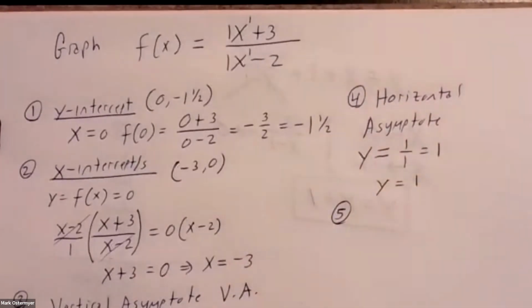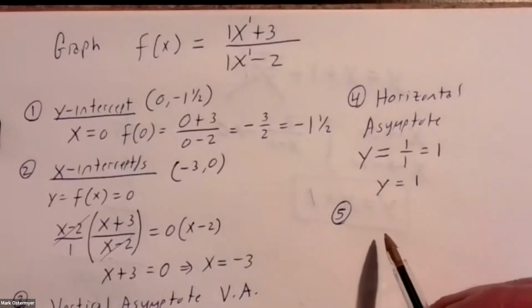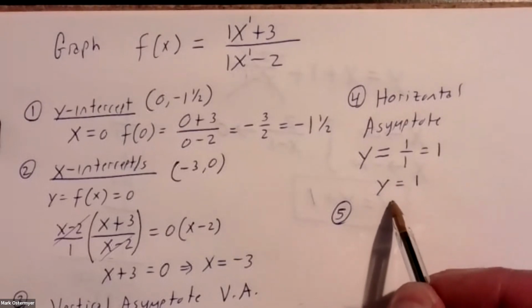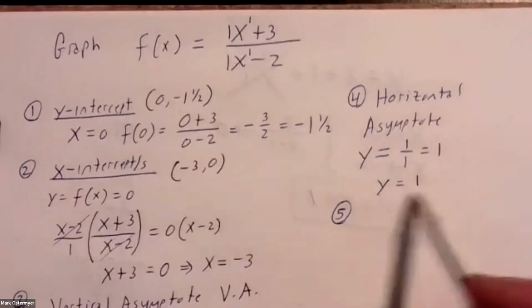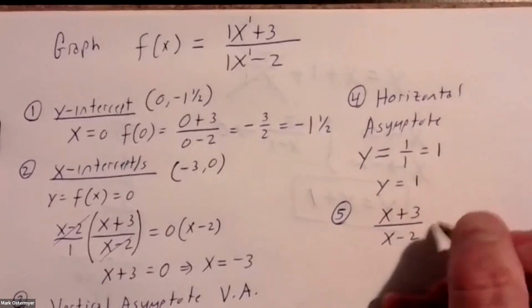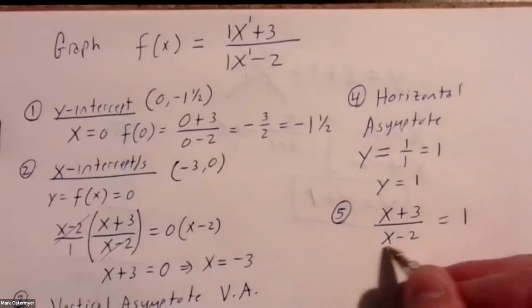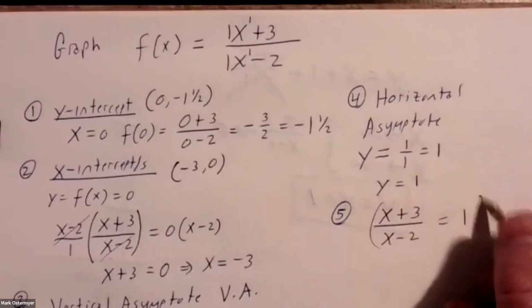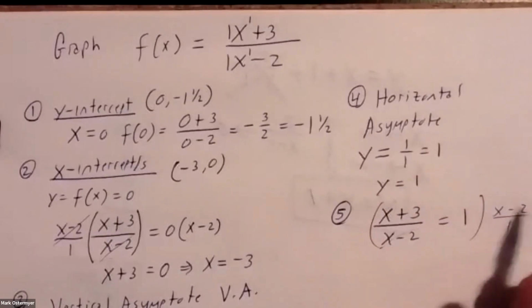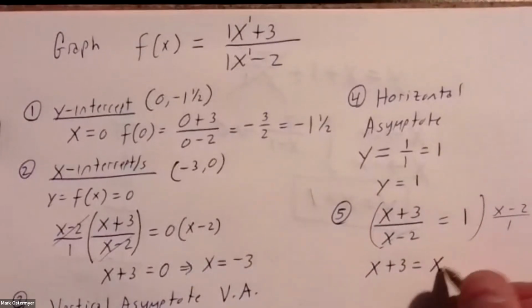Number 5, will my graph cross or touch the horizontal asymptote? To determine whether it crosses or touches the horizontal asymptote, let's take f of x, which is y, and set it equal to 1, which means I set my rational function equal to 1 and try to solve for x. Multiplying both sides by x minus 2, the x minus 2's cancel out on the left, leaving you with x plus 3. Multiplying 1 on the right by x minus 2, we're left with x minus 2.